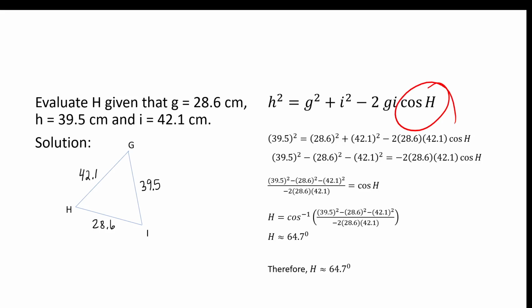We see that we can put in the values, and we have our first line here. We're going to subtract 28.6 quantity squared and 42.1 quantity squared from both sides, and we have the equation you see here. And now we can simply divide both sides by negative 2 times 28.6 times 42.1. And when we do that, we have a value for cosine of H. And we hit the cos inverse button, and we see H is approximately 64.7 degrees.